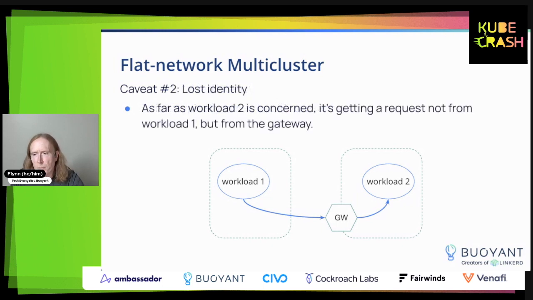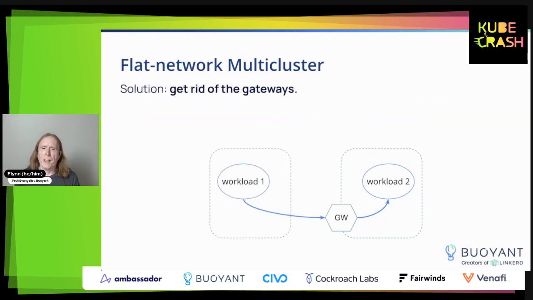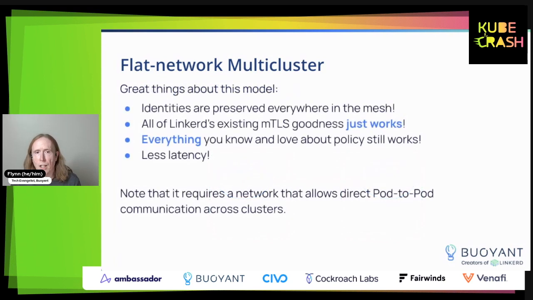Another one which can be a little bit more irritating is that as far as workload 2 is concerned, the request that it's getting is actually coming from the gateway, not from workload 1. And so this can make it challenging to deal with authorization and such. So what we've decided to do as of Linkerd 2.14 is to have a mode where we can get rid of the gateways entirely and just speak directly from workload 1 to workload 2.